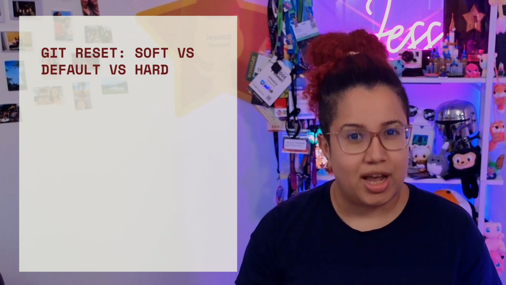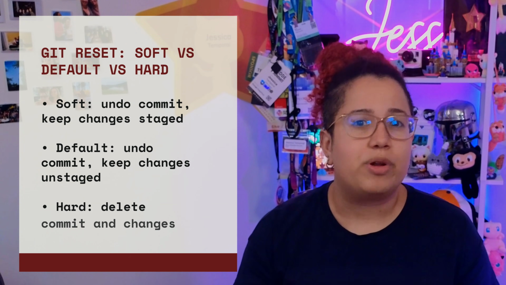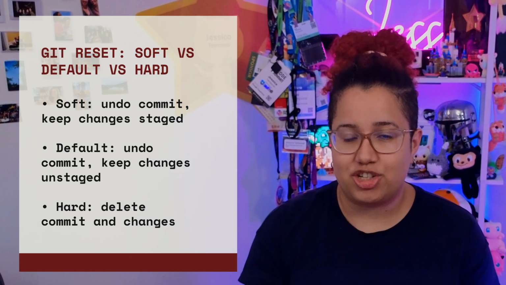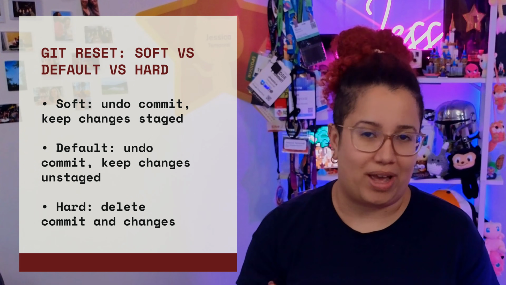So soft undoes the commit but keeps things staged. The default removes the commit but unstages the changes. And hard throws commits and changes away. Now, the other side of the decision. Let's say you already pushed the commit or that it is on a branch that your teammates pulled. Don't reset it. Rewriting history that other people already have makes a mess for everyone. So instead, you should use revert.